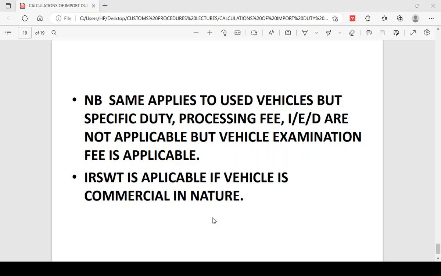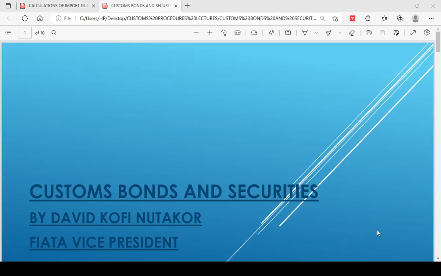With our lectures, we've just done with the calculation of CIF. We have done with the calculation of the CIF for both general goods and used vehicles, and also how we apply the values so calculated to compute import duty and other fiscal taxes on the two segments under control. Now we are going to do customs bonds and securities, which are very necessary for customs procedures or regimes.